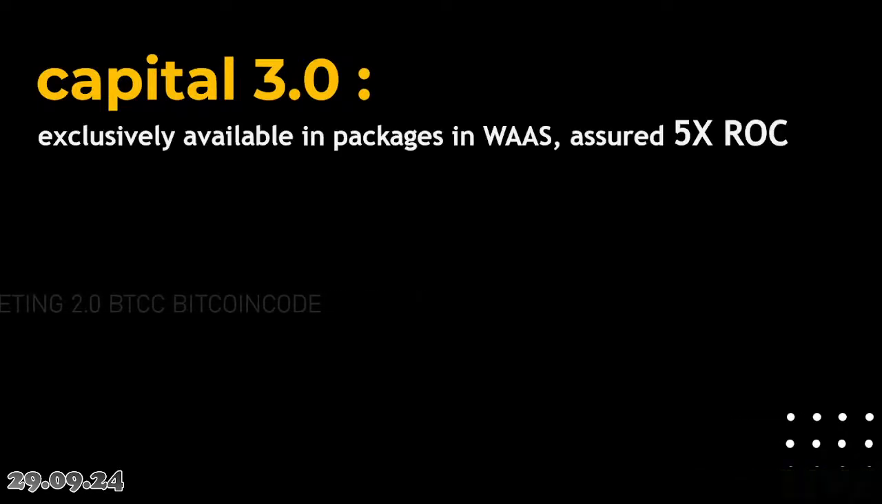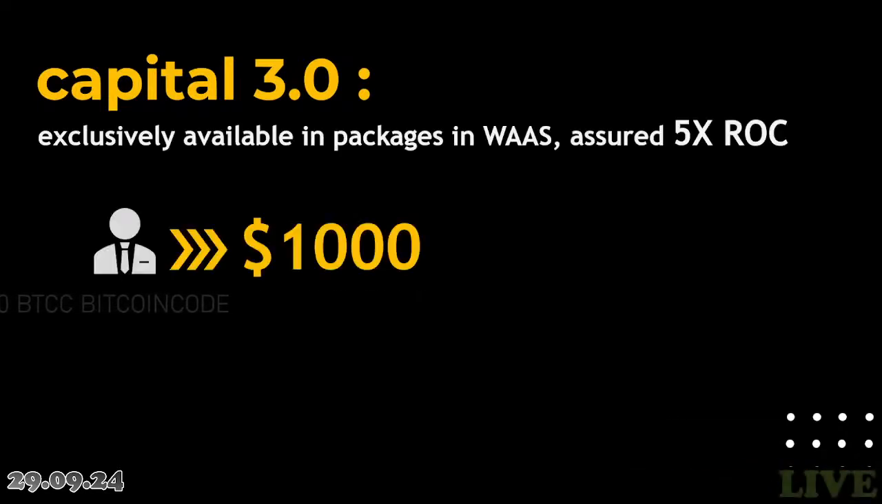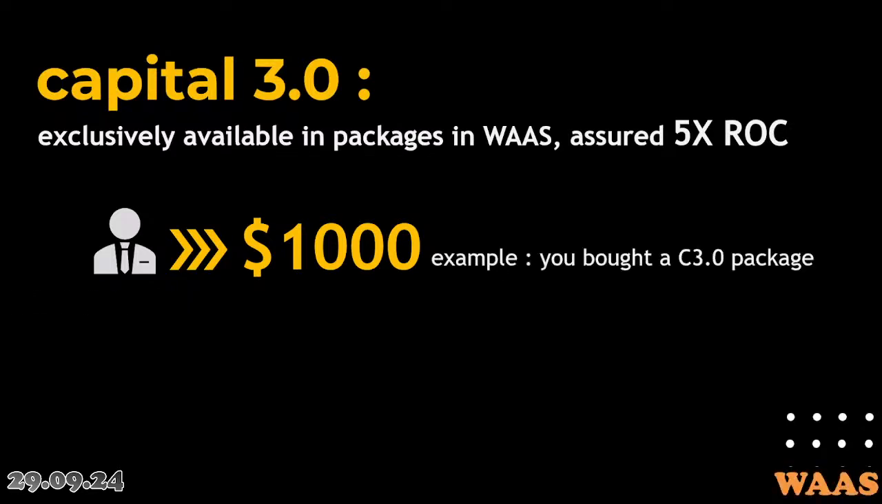Now, for Capital 3.0, we will just take an example. If you have bought a package of $1,000, the assured ROC, that is return on capital, is 5x. That means you will at least make $5,000 worth of returns in Capital 3.0.